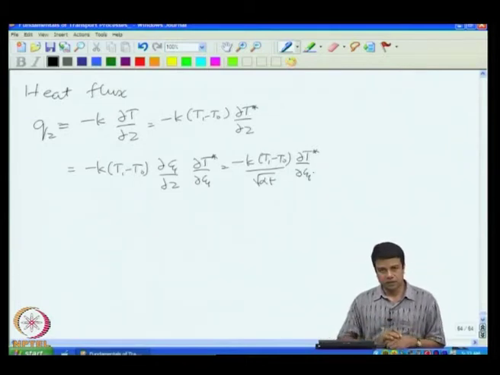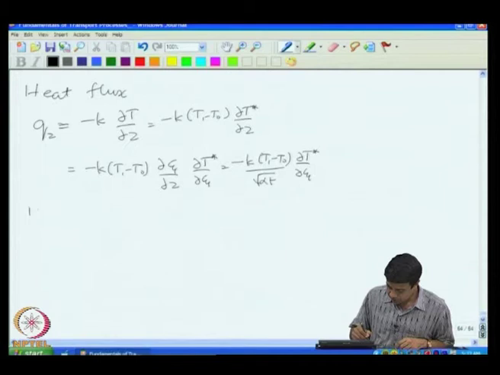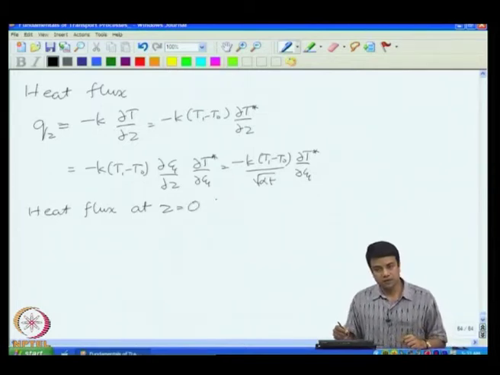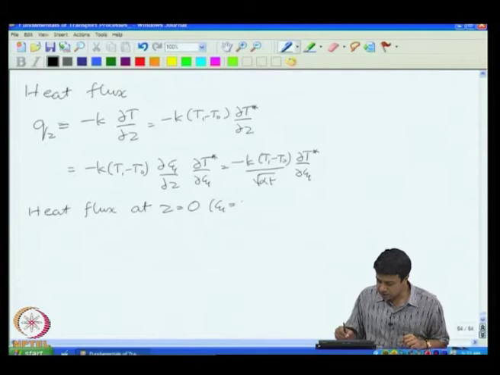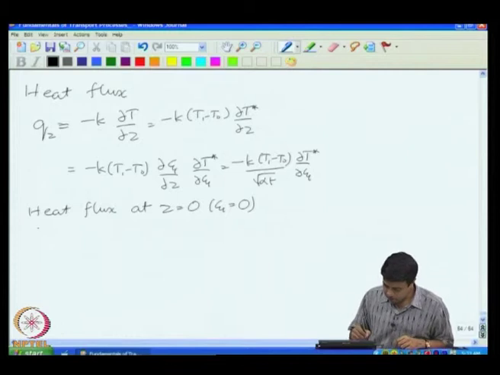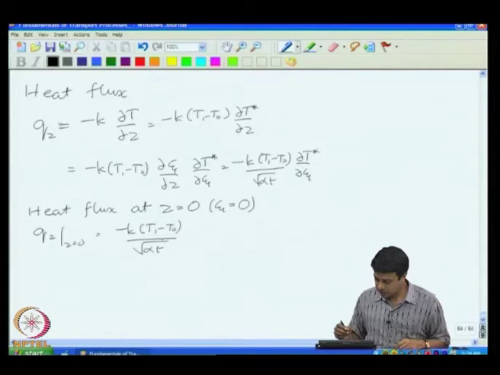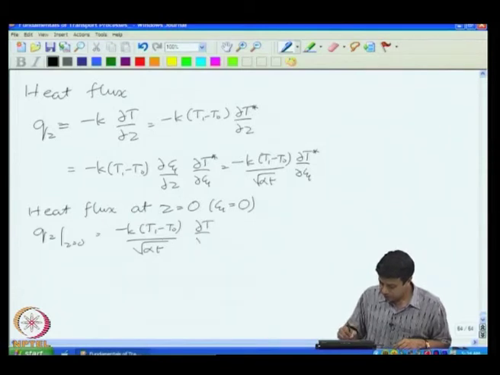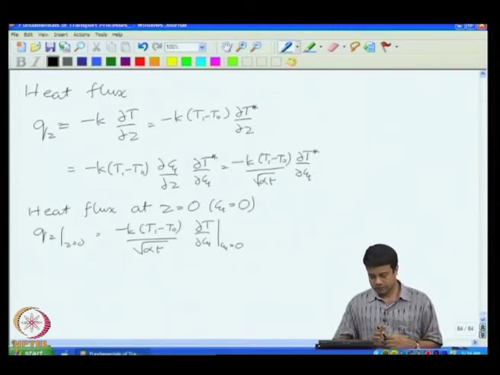The flux at the bottom, the heat flux at z is equal to 0. z is equal to 0 also corresponds to psi is equal to 0, because psi is equal to z by square root of alpha t. So, Qz at z is equal to 0 is equal to minus K into T1 minus T naught by root alpha t, into dT star by d psi at psi is equal to 0.